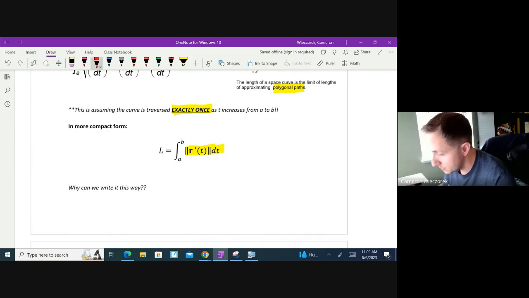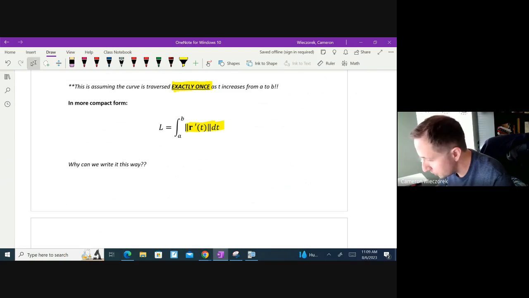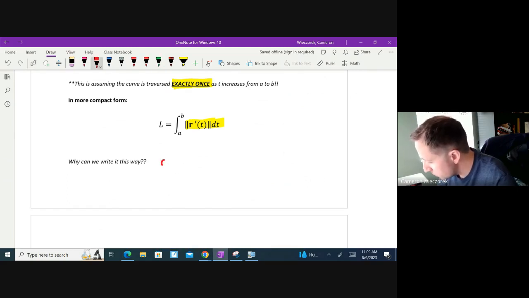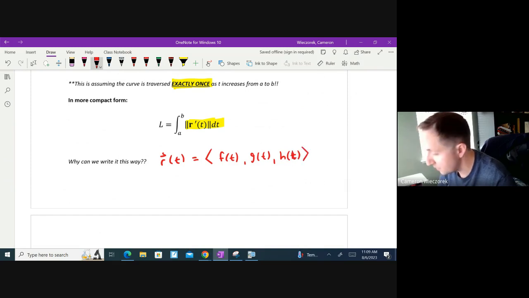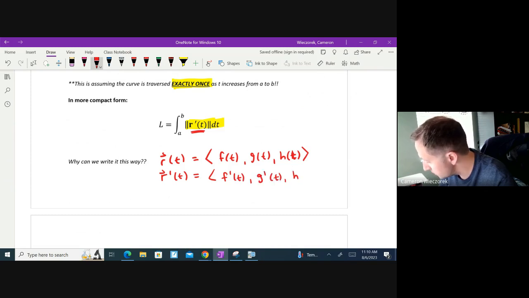Now, why does that work? This one is worth not really proving, but just showing you why this works. We were given that the position function was given by f of t, g of t, h of t. So let's work our way through and justify why this works. Well, we need r prime before we take the magnitude. The tangent vector is given by the derivatives of each of the components: f prime of t, g prime of t, and h prime of t.